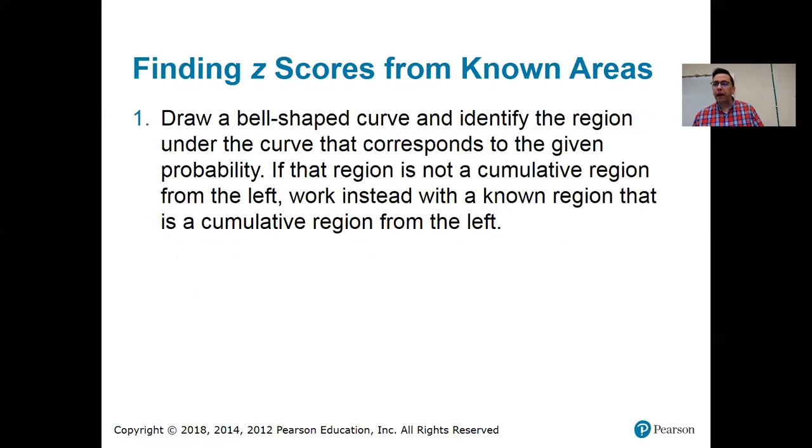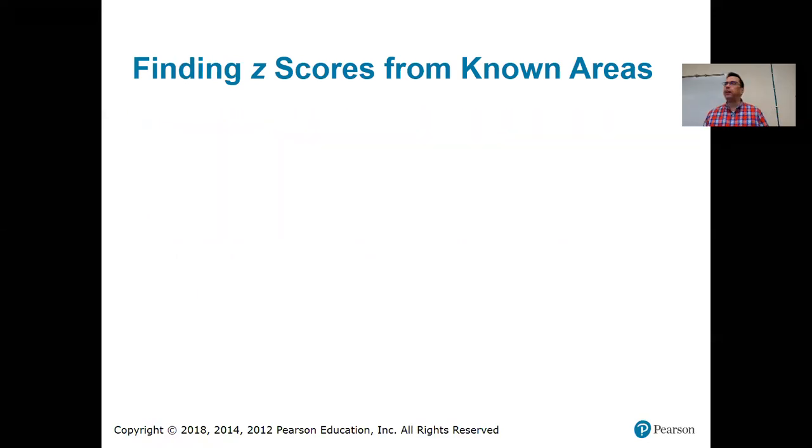Okay, now there is another kind of standard normal distribution problem, and that's where it's kind of the backwards version of what we were just doing. So I'm given an area, and I have to find the z-score that goes with that area.